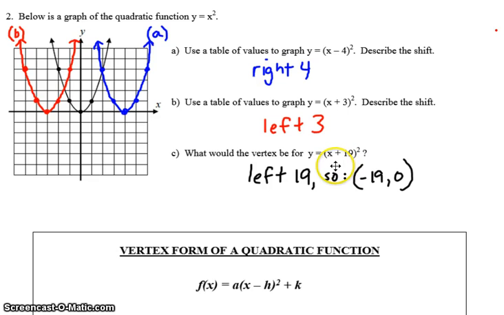And then if it's x plus 19 quantity squared, that means the whole parabola is going to be moved 19 to the left, so the new vertex would be negative 19, 0. Listen, if you got any of those wrong, just check them with the calculator, go back. No big deal.